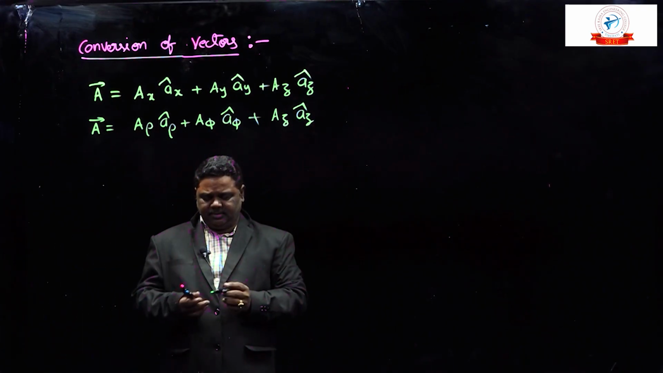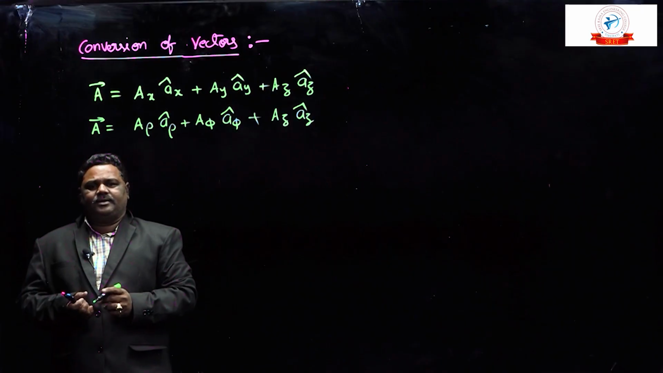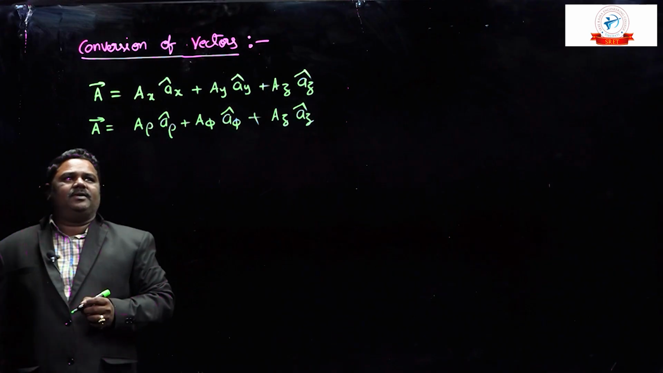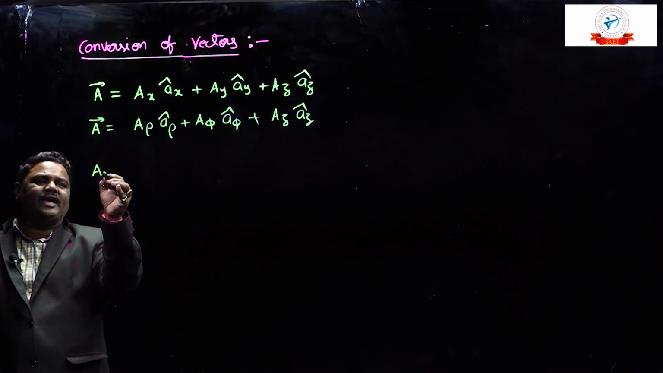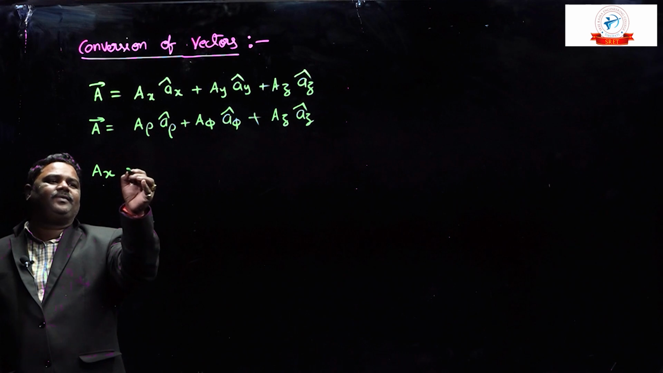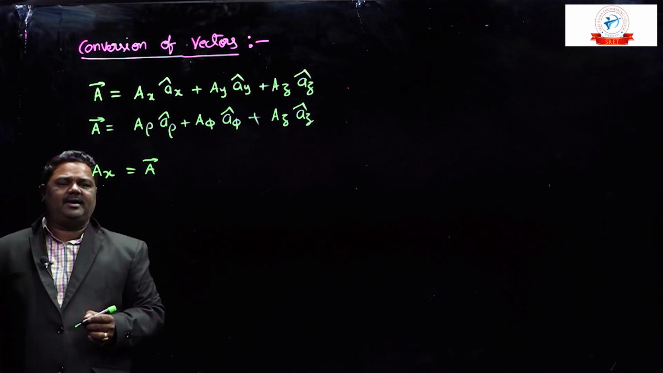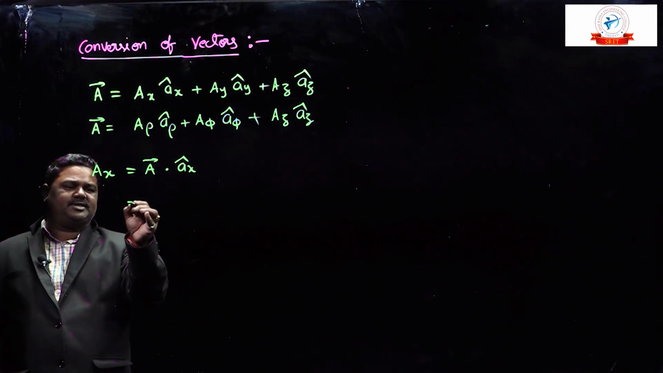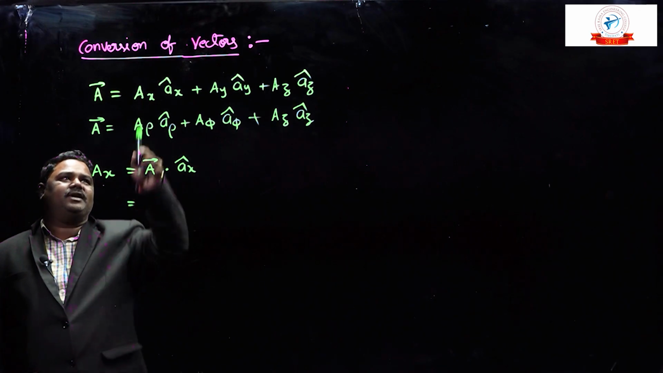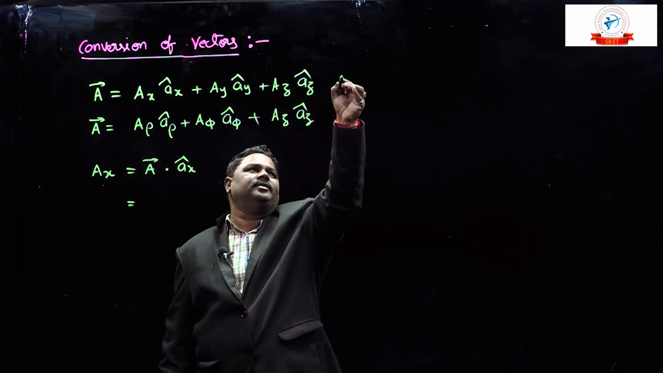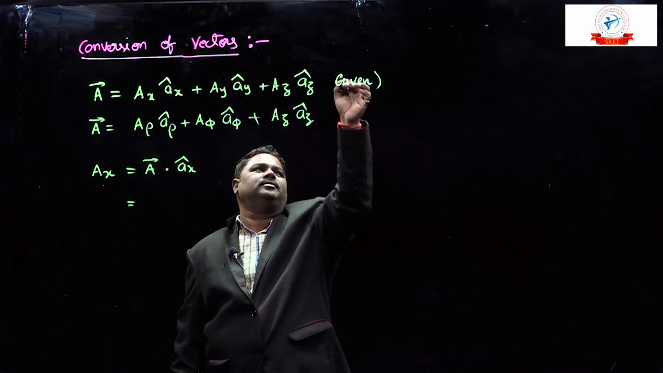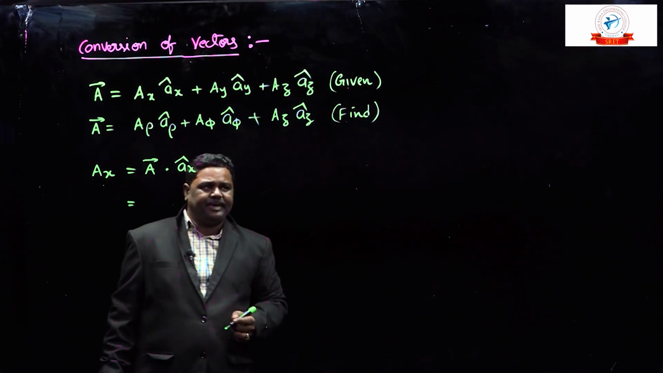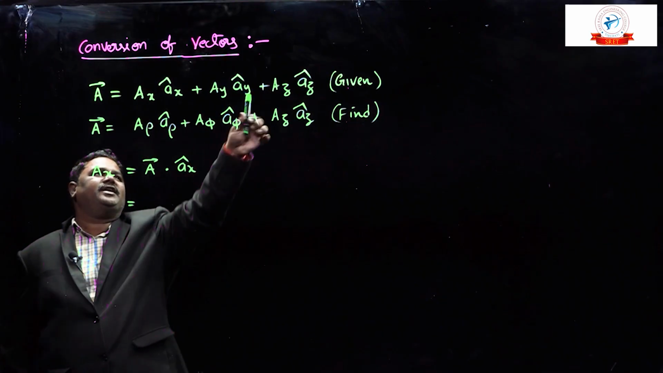So initially we need to understand the dot product for this. For example, if you want to extract only the x component from the vector a bar, we just need to perform a dot product with the x cap. Let me tell you. Consider a bar is given in the Cartesian coordinate system. This is given to us. This is what we need to find, in cylindrical.